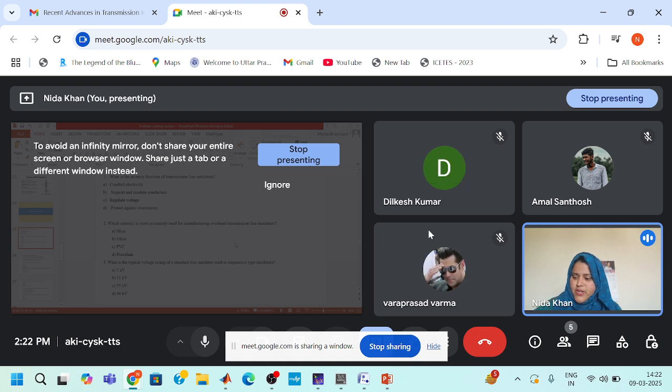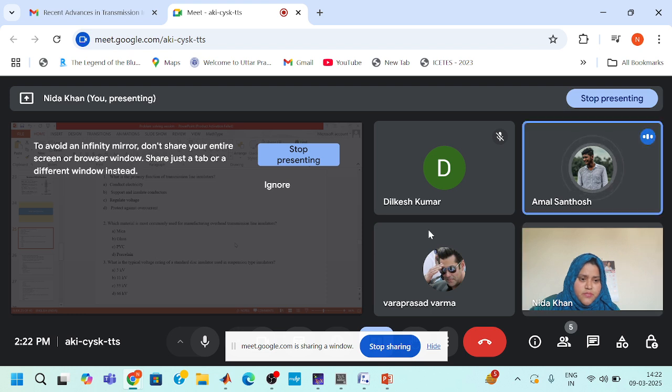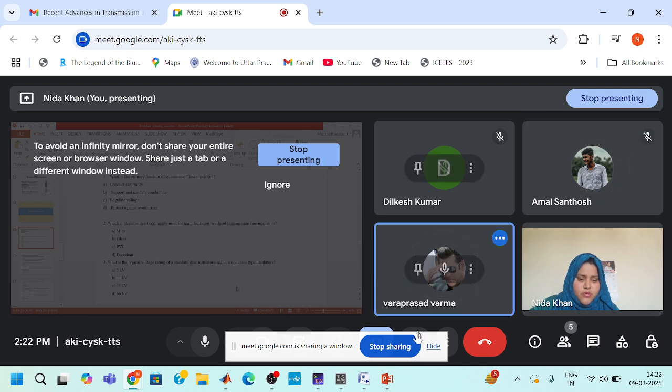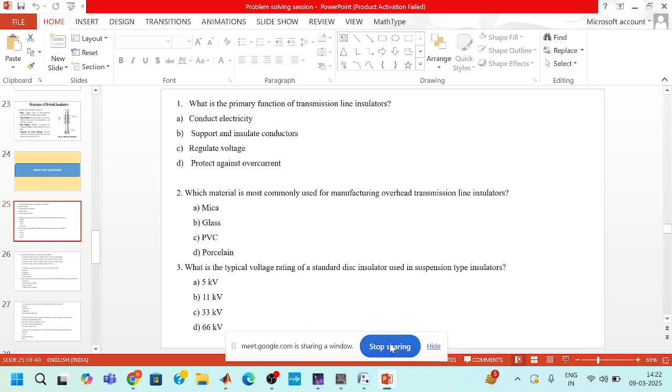All of you have to give an answer. Amal Santosh: B. Okay, madam. So the correct option is B, and the main function of transmission line insulators is to support and insulate conductors.